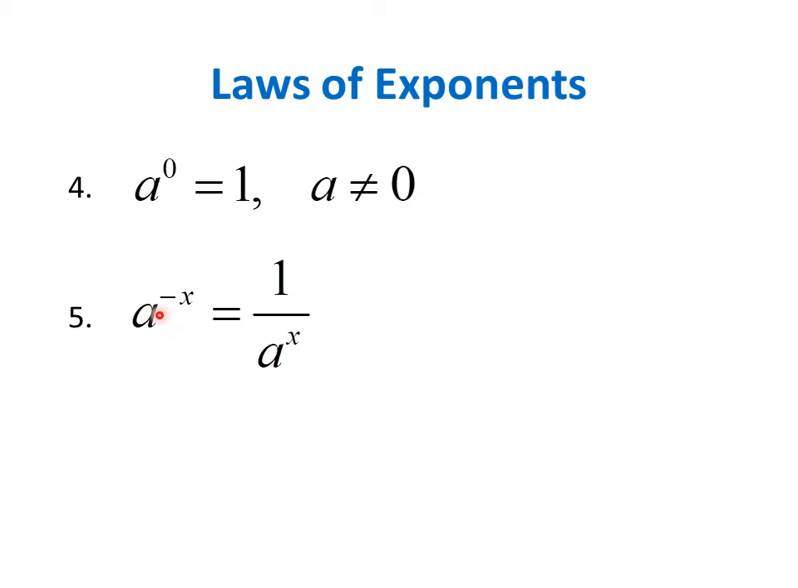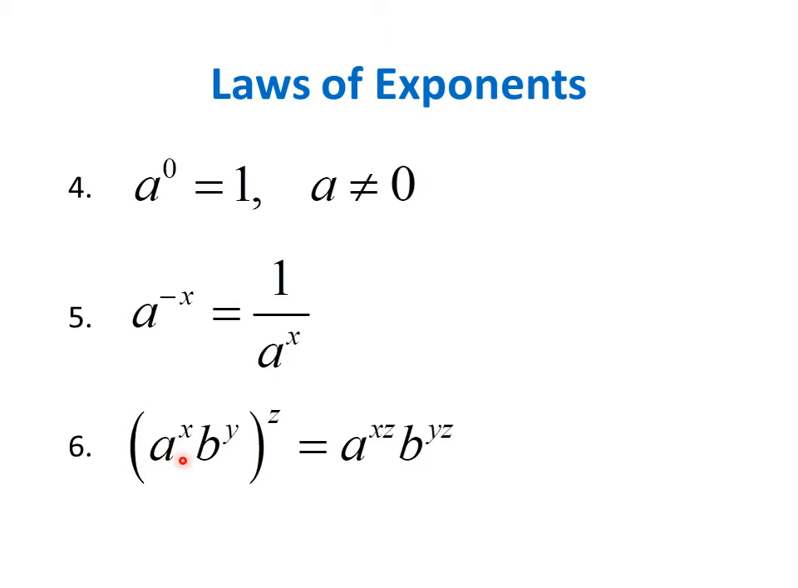Next, a to the negative x is equal to 1 over a to the x. So if a given exponential expression has a negative exponent, its reciprocal has a positive exponent. If the given exponential expression has a positive exponent, the reciprocal has a negative exponent. That is the opposite sign.